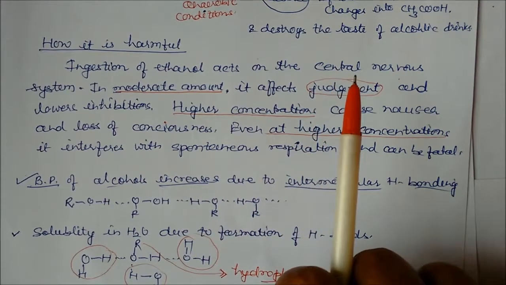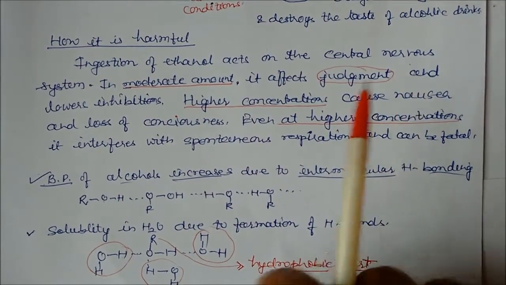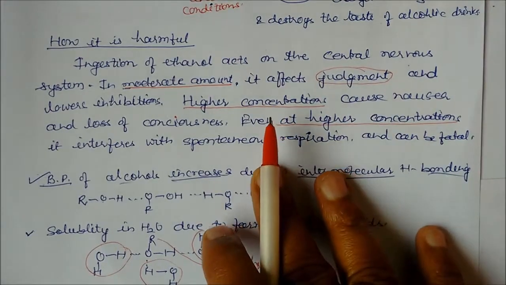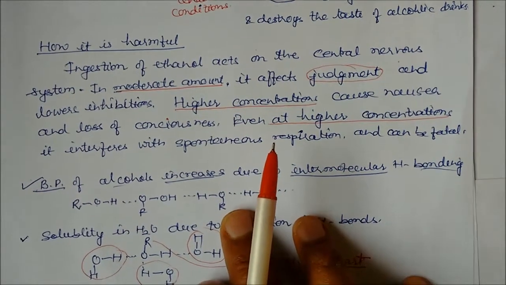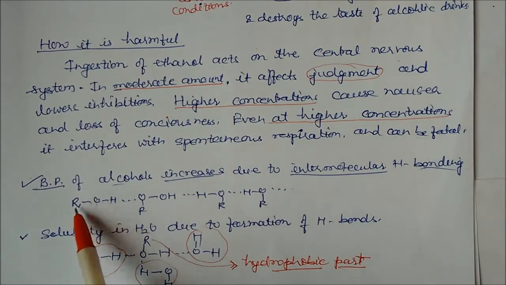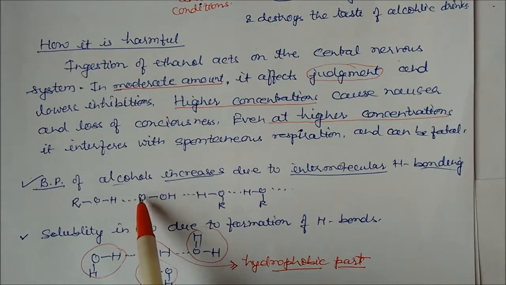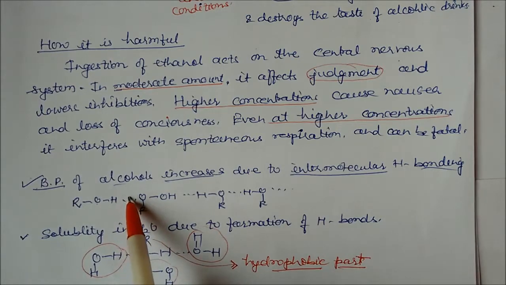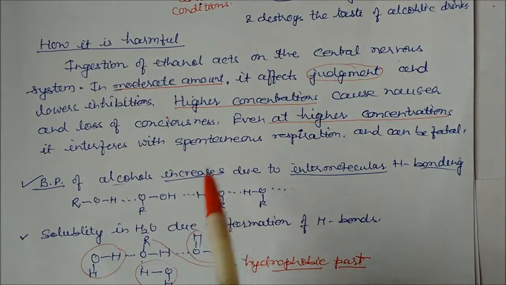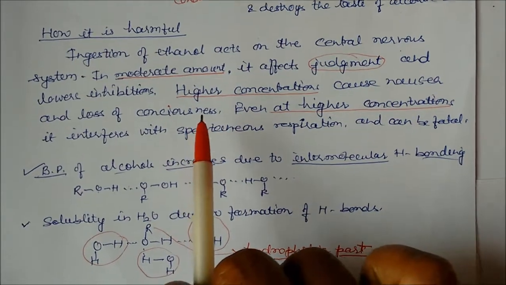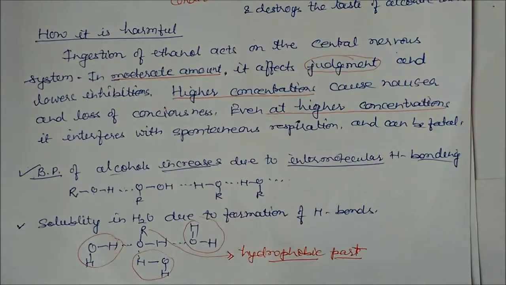The boiling point of alcohol increases due to intermolecular hydrogen bonding. If the hydrogen bonding of the alcohol increases, why? Because of the presence of hydrogen bonding. You can see here ROH, where hydrogen is bonded with the oxygen. Oxygen and hydrogen, this dotted line is called hydrogen bonding. Similarly, this is another alcohol molecule. Between alcohol molecules hydrogen bonding takes place, due to which the boiling point of the alcohol increases.